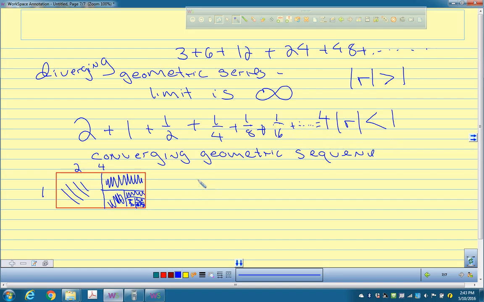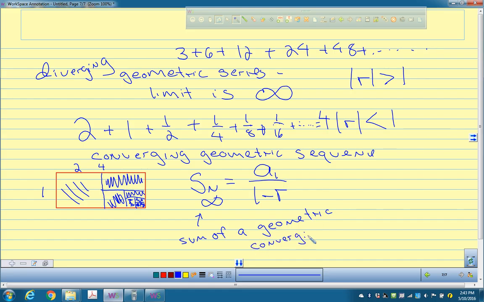There's a formula for that. It's a very simple formula: S of infinity equals a sub 1 over 1 minus r. This is the formula for the sum of a geometric converging series. You can impress your parents. Series is different than a sequence. With the series you're adding.